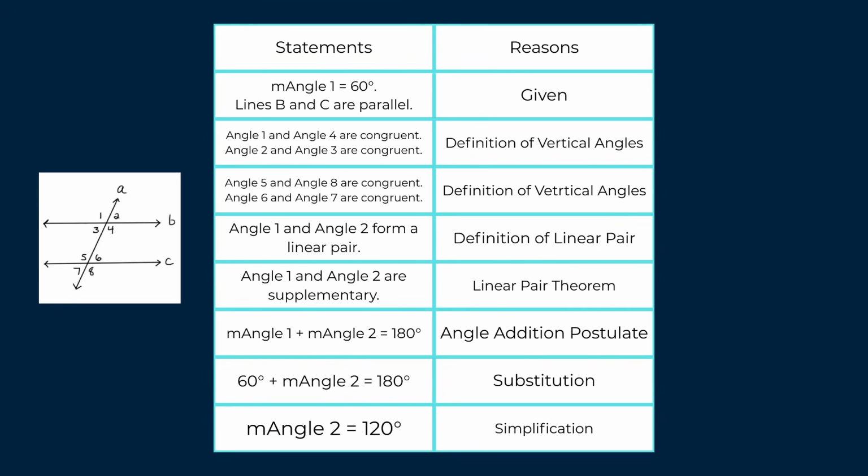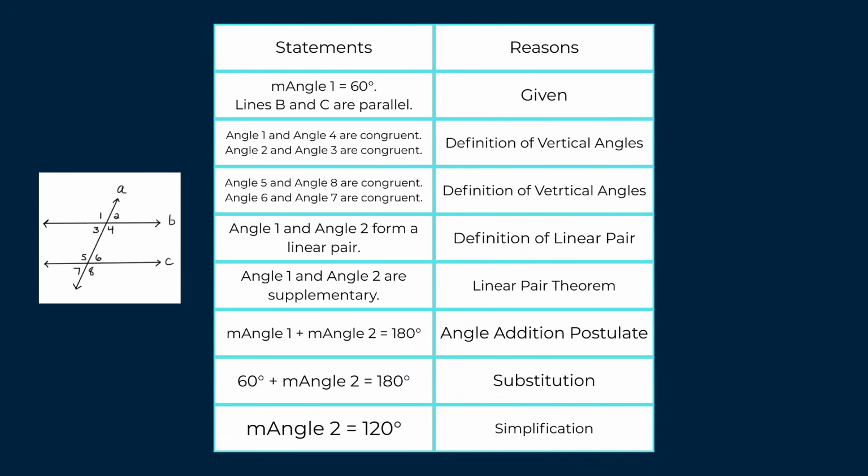So, since angle 1 and angle 2 are supplementary, by using the definition of supplementary angles and the angle addition postulate, we can say that the measure of angle 1 plus the measure of angle 2 is 180 degrees. Substitute the measure of angle 1 for 60 degrees because that's what we're given, and we have the measure of angle 2 equals 120 degrees. So that's the measure of angle 2. That's already one part of the proof done.